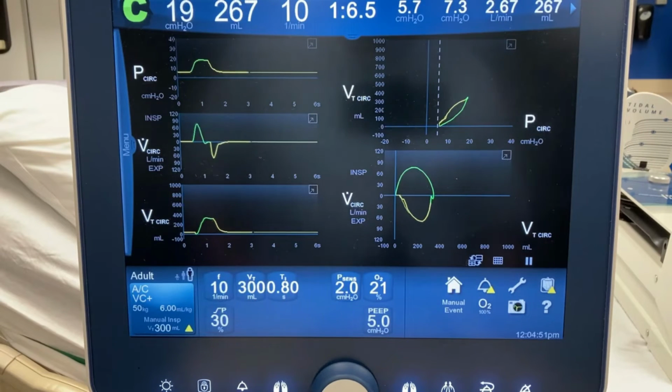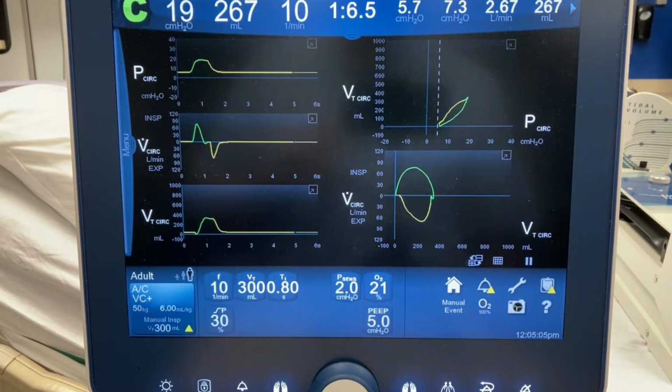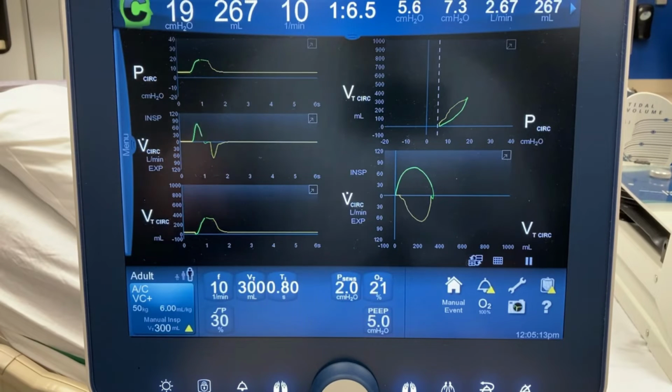All right. One of the things that I really do need a real person for, hooked to a real lung, but this is an important use of waveforms, is to determine if your I time is set appropriately in pressure control. Now, on my YouTube channel, I have a whole video about this, and if you want to check that out, I would suggest you go there, because I go into it in pretty good depth.